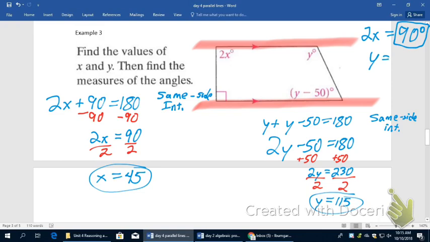So y degrees I now have would be 115. So 115 degrees is the measure of this angle up here in the top right corner. And lastly, I'll do y minus 50. Now y minus 50 would be 115 minus 50, which is 65 degrees. And there's my measured angles. That wraps up the video.